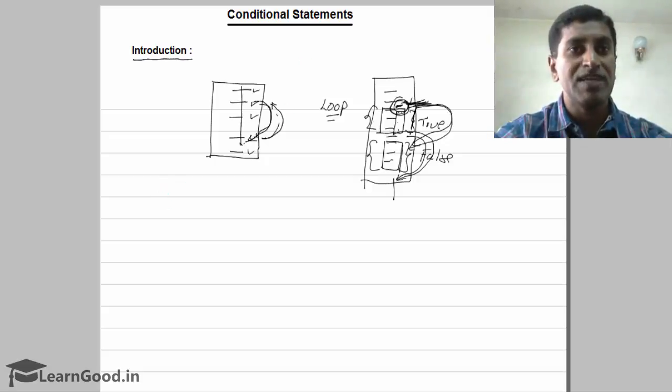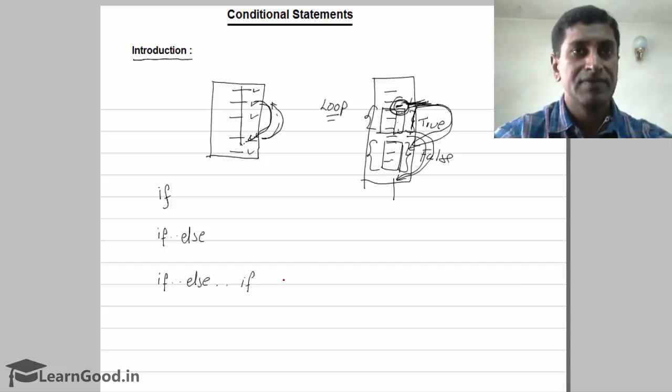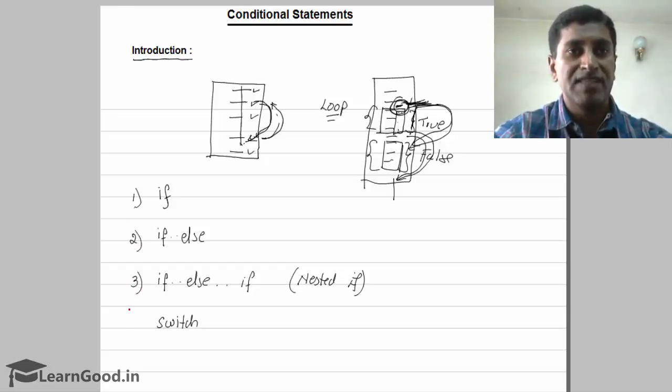C language provides different conditional statements. I'll just list them out here. One is an if statement. Second one is if else. Third is if else if. Here you can call this also a nested if. And the fourth one is switch. So first is the if statement, if else, if else if, and switch. In detail, we'll discuss these statements one by one.